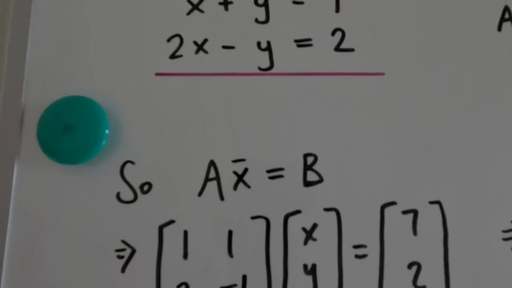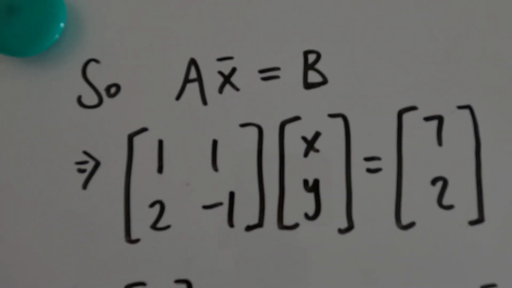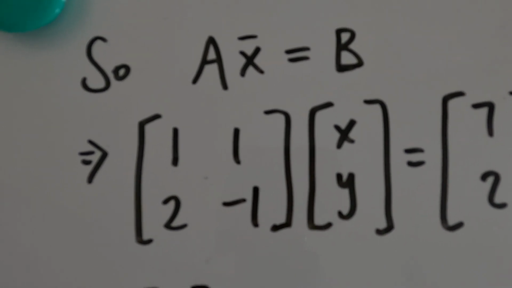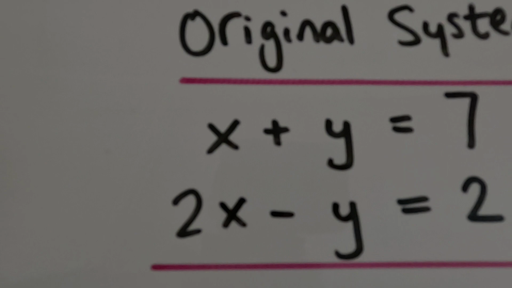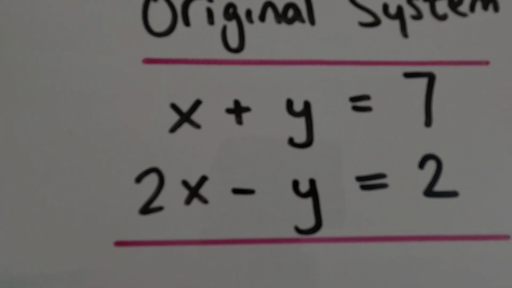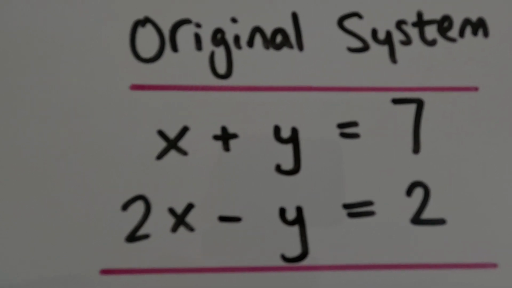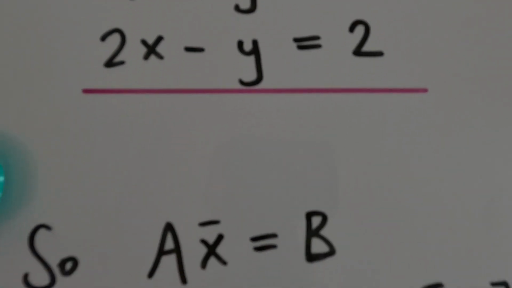Okay, so A x bar equals B. So our A here is going to be 1, 1, 2, minus 1. Where did I get that from? Well, that's just the coefficients of x and y in this system. And they're in the exact same positions. I've basically written the system in the exact same position.